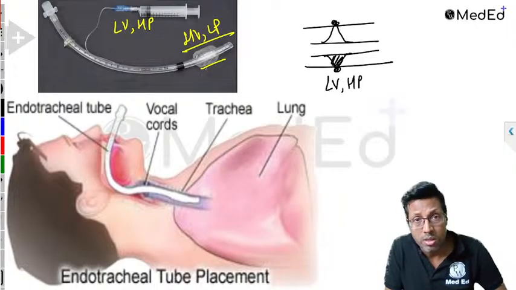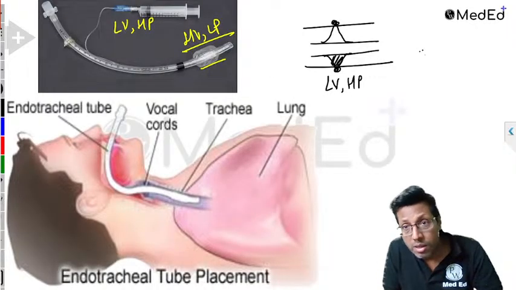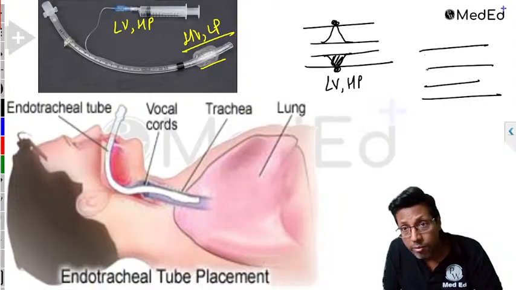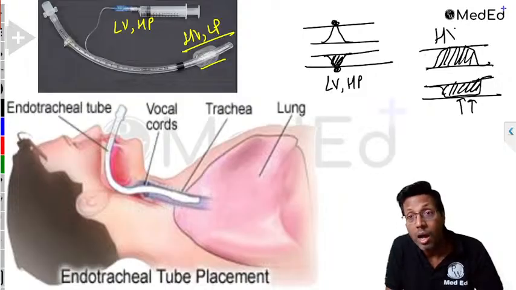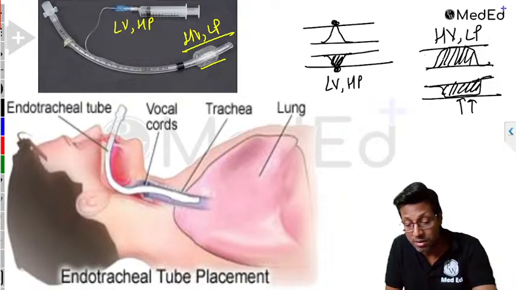Nowadays, the tubes that we are using, the one which you're just seeing in front of you, in this tube, what happens is the cuff has high volume, but the pressure gets distributed along the tracheal wall. So this is the trachea and the tube inside. So the air that I'm filling inside, it gets distributed on the tracheal wall. This is what is called a high volume, low pressure cuff. And yes, this is what is used.